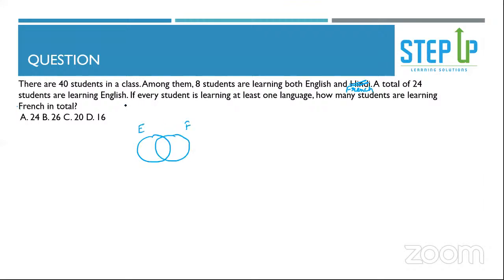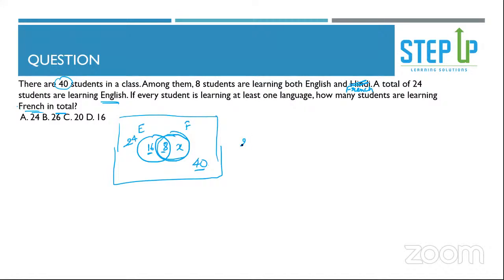English and French. 8 students are learning both English and French. A total of 24 students are learning English. So 40 students are there overall. Overall, there are 40 students, right? So 24 in total, so this has to be 16. So 16 plus 8 plus x is equal to 40. They are asking how many students are learning French in total. So in total, it has to be 8 plus x value. Hence, your answer will be 24.